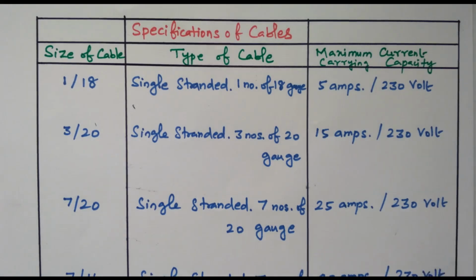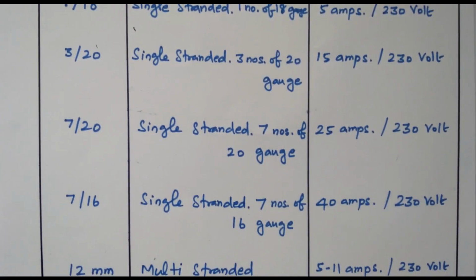Then the next type is 7 bar 16. This is single stranded, with 7 numbers of 16 gauge cables available. So it will carry a maximum of 40 amperes. Since 7 numbers are available, automatically it is able to carry 40 amperes. The voltage remains the same, 230 volts.